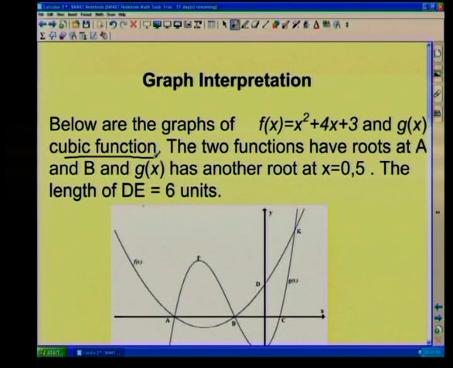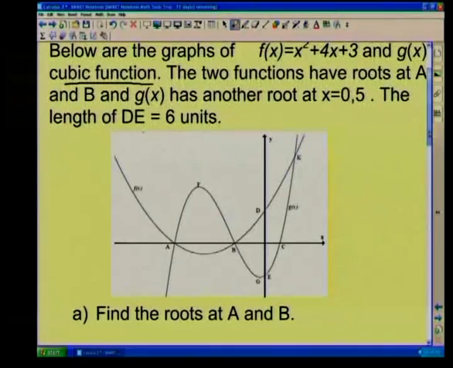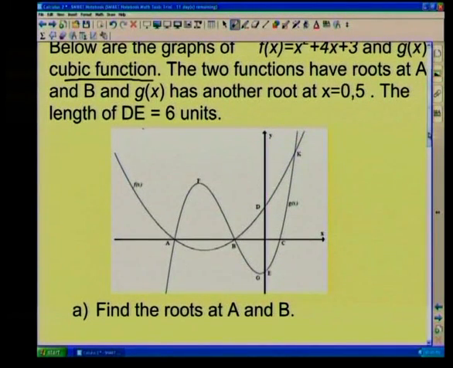Roots. Now you hear the word roots, and I have mentioned this before, but I'm going to say it again. Roots is another name for your x-intercepts. So when I say it has x-intercepts at a and b, I want you to go and solve for when y is 0 on that graph. And it has another root at a half. Okay. The length of DE is 6 units, so that's quite interesting. You'll see why now.